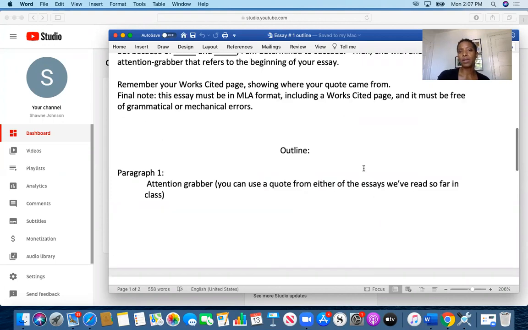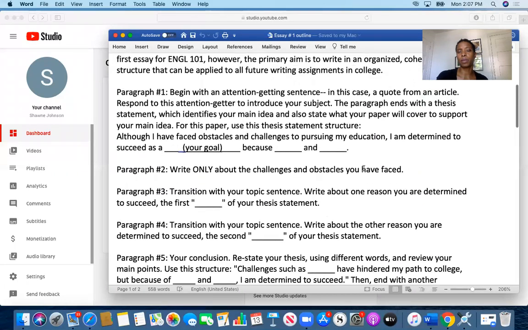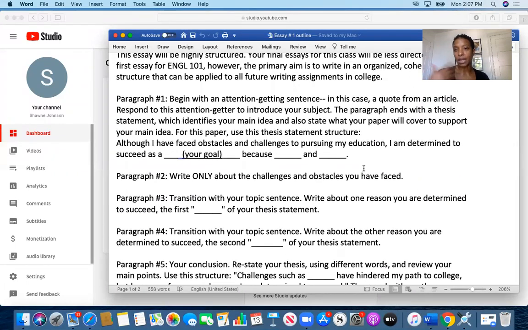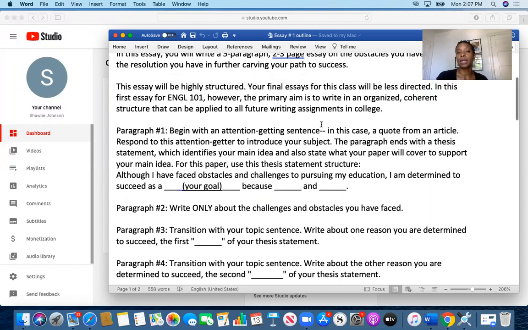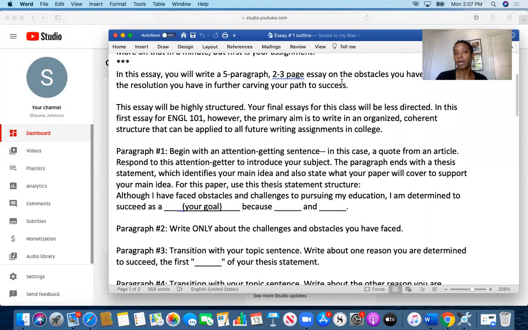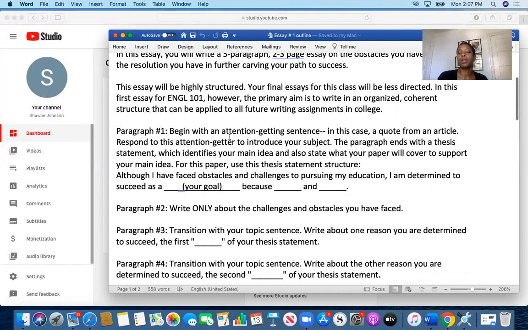So if you look under modules, under first essay, introduction to the first essay, right before the video, he gives you what it's about: a 5-paragraph, 2 to 3 page essay on the obstacles you have faced in terms of your career and your life path, all that good stuff. And then right below that, he gives you a brief outline or a way to approach this. So the outline tells you what should be in each paragraph.